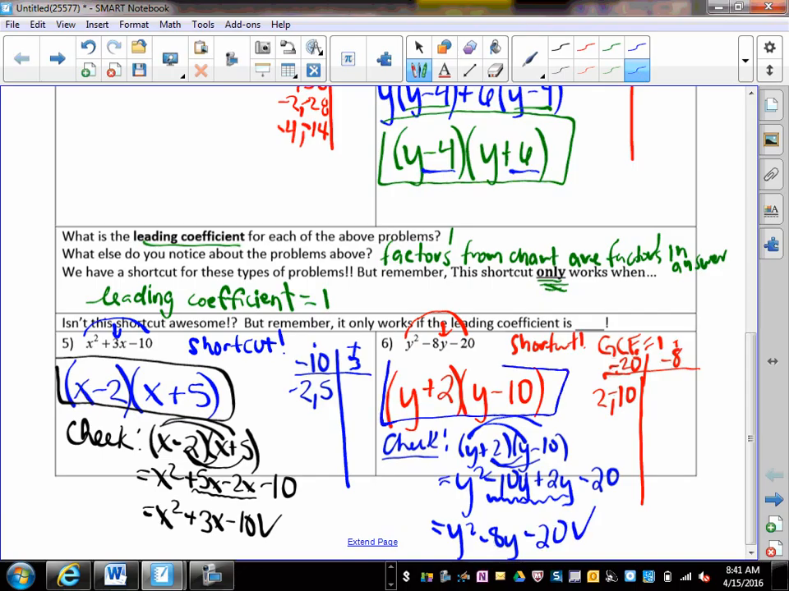Your turn. Okay, questions on that so far? No. Alright, remember, it only works when the leading coefficient is 1.